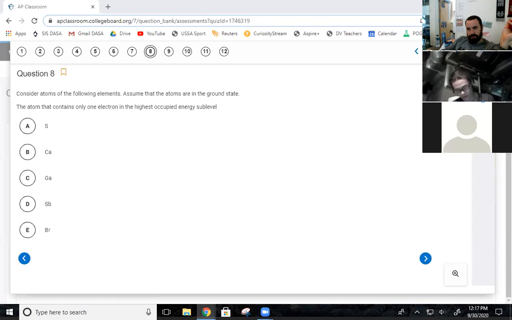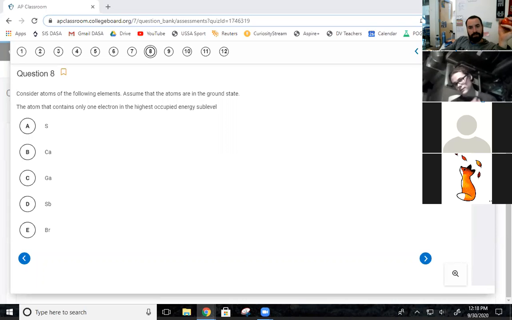So let's see here. Isn't it Ga? Ben, what do you think? Ga? Oliver, what do you think? Whichever one of those is one of the alkali metals. Okay, so I think it's Ga as well.